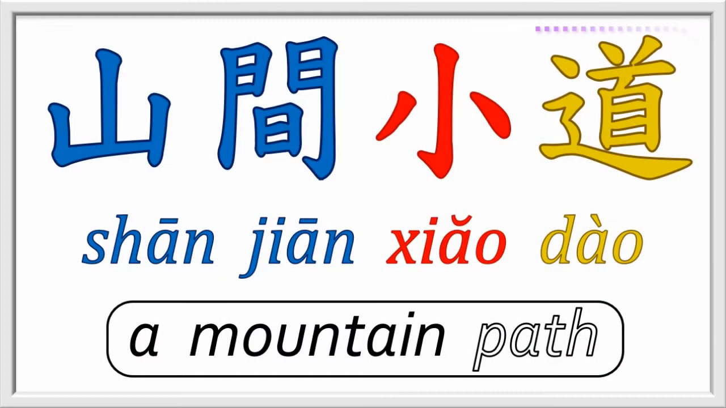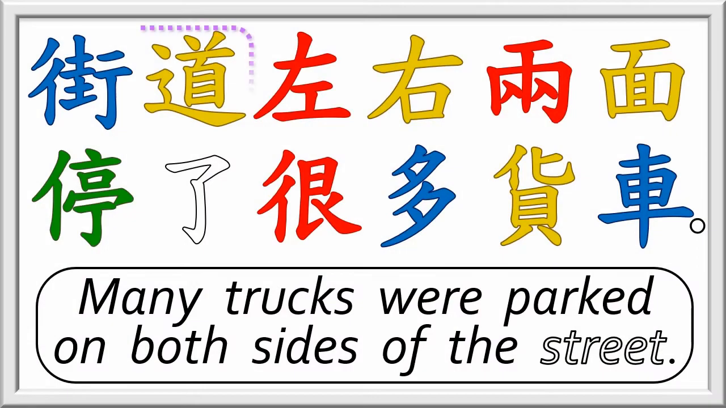The first example is an actual path through the mountains. 山间小道. Next is a city street. 街道. 街道左右两面停了很多货车. Many trucks were parked on the right and left sides of the street.